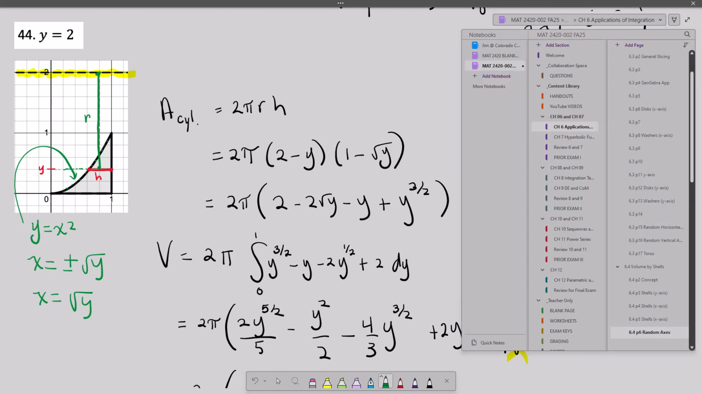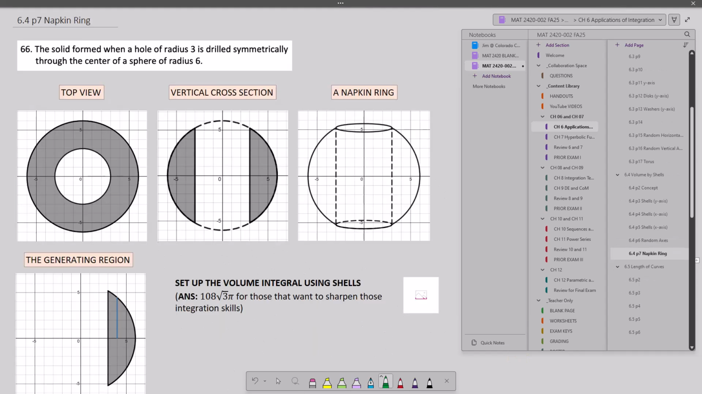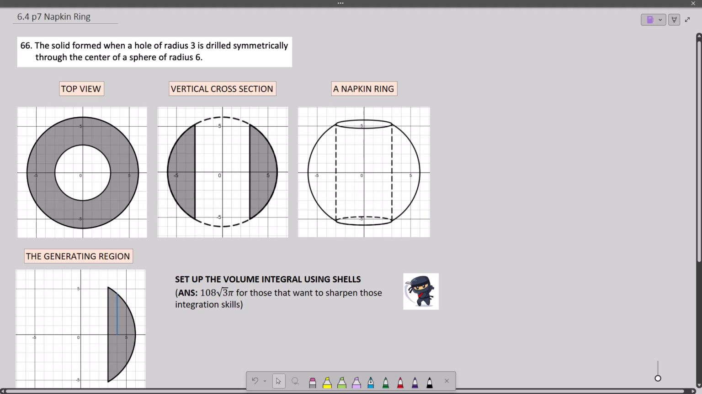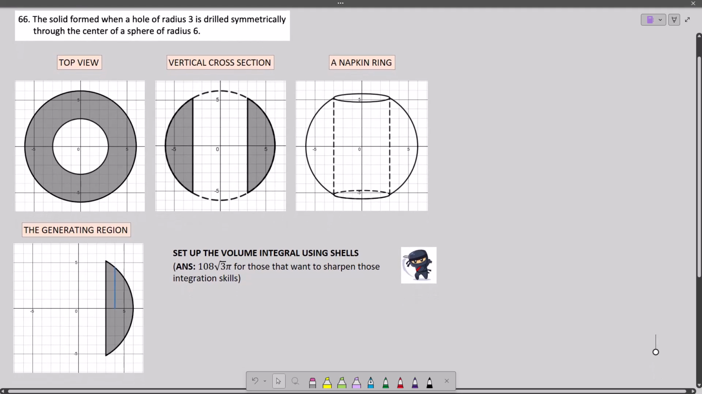Oh yes. The napkin ring. Some of you may not even know what a napkin ring is. Does anyone not know what the napkin ring is?